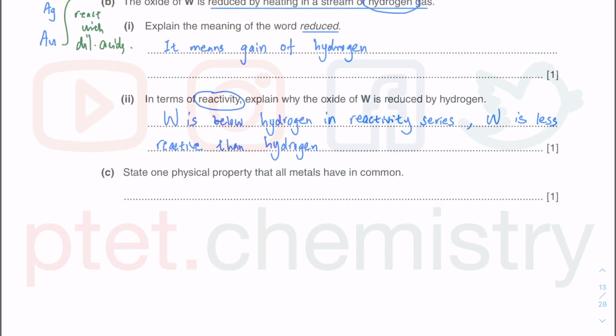Now, state one physical property of all metals, not just group 1 metals, but all metals. So what I can say is conducts electricity. Every single metal can conduct electricity because, well, they're all metals. All right.